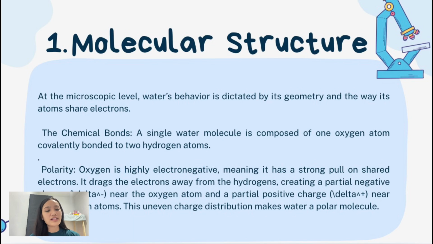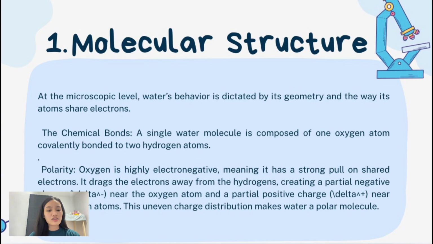At the microscopic level, water's behavior is dictated by its geometry and the way its atoms share electrons. So, meron tayo ditong dalawang example, which is the chemical bonds. A single water molecule is composed of one oxygen atom covalently bonded to two hydrogen atoms. The next one is polarity. Oxygen is highly electronegative, meaning it has a strong pull on shared electrons.